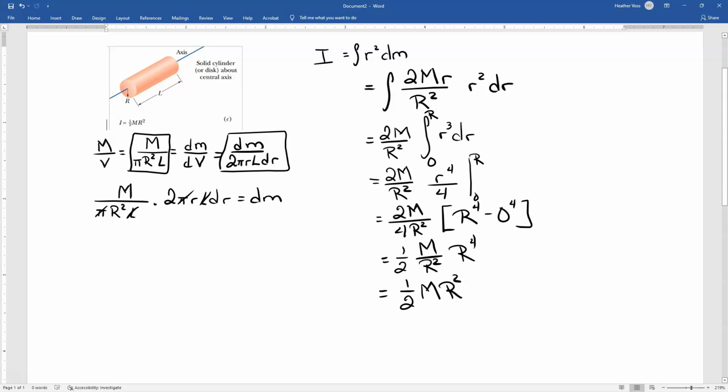So when we come back, we are going to look at the parallel axis theorem and how we can move the rod axes around.